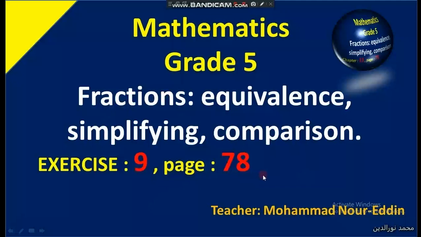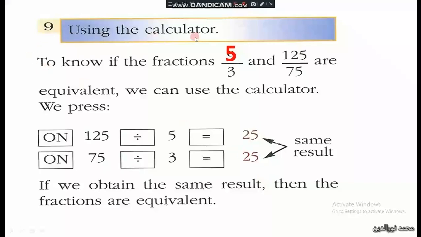Exercise 9 on page 78. Using the calculator. To know if the fractions 5 over 3 and 125 over 75 are equivalent or not, we can use the calculator to check this.